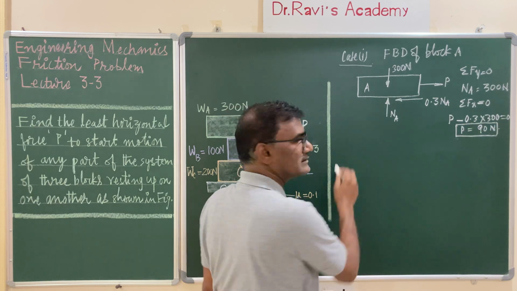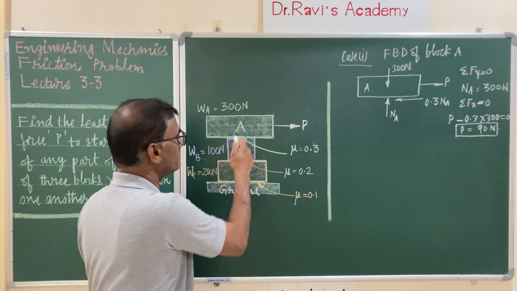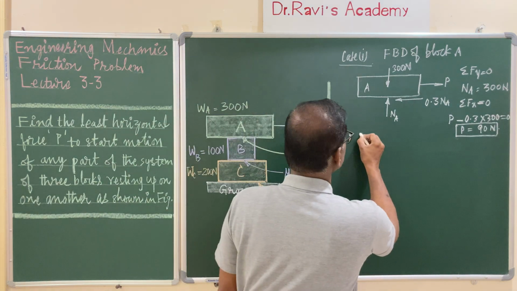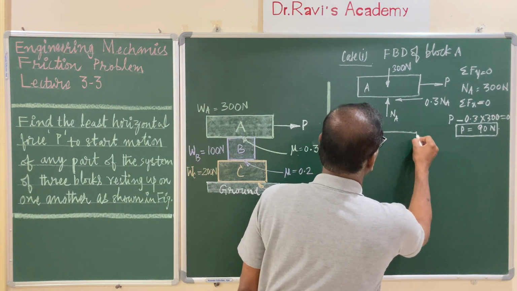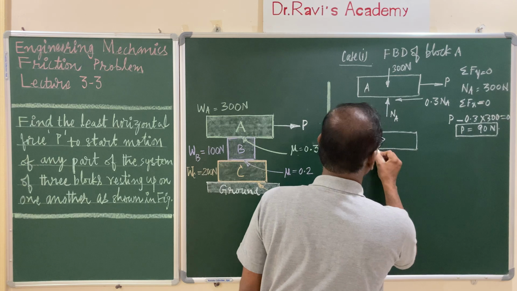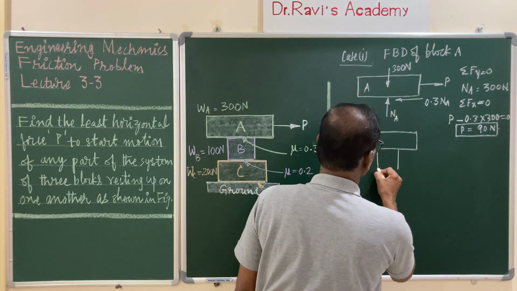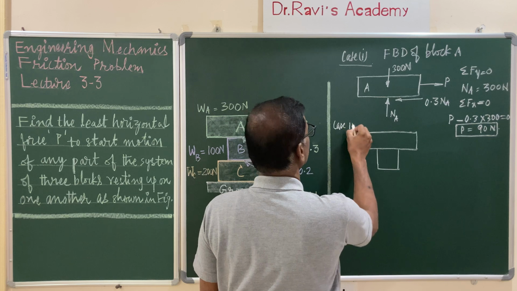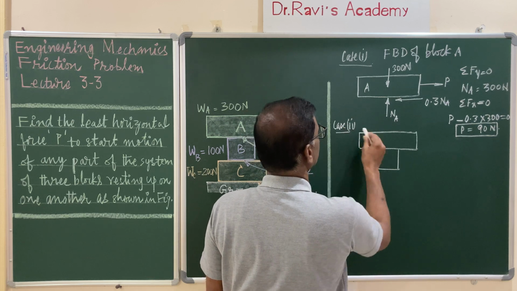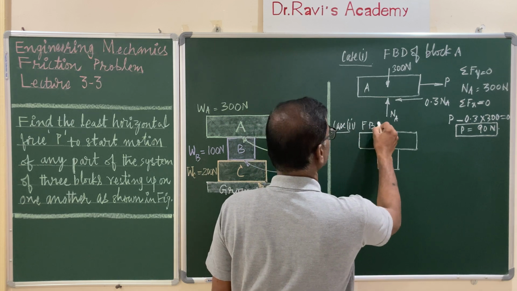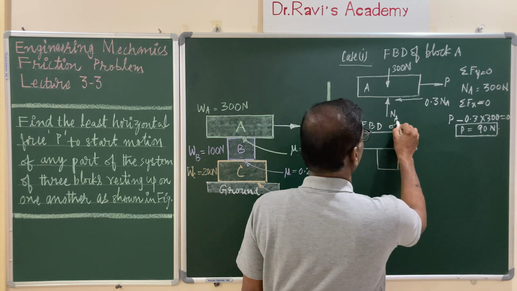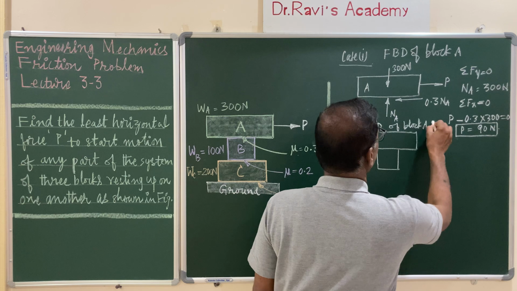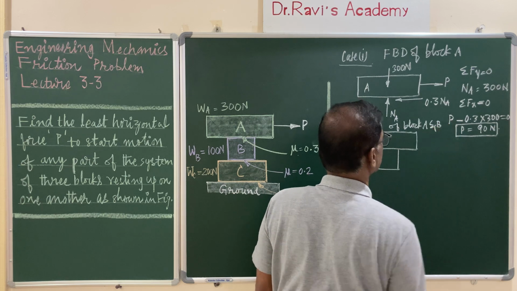Let us consider the second case, where A and B together are moving in the direction of the external force. Let us draw the free body diagram of a connected system of 2 blocks. You are going to draw this free body diagram. Case 2 is the free body diagram, FBD, of blocks A and B together.